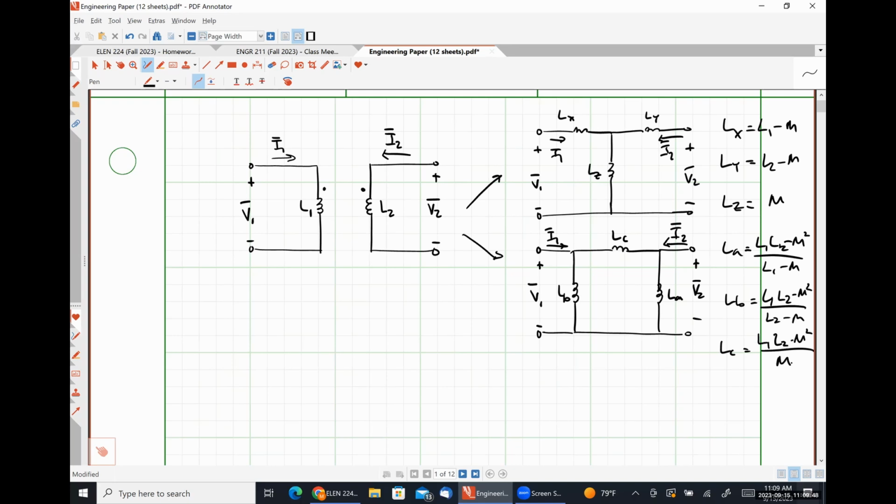So, and I believe I mentioned, derived with two dotted terminals and the dots on the same side. That's if either one of those currents, but just one, is flowing in the opposite direction, or the dots are on opposite sides, we simply replace M with negative M.